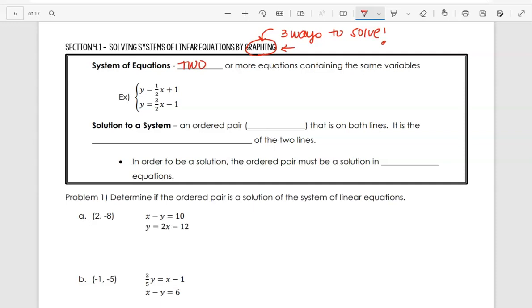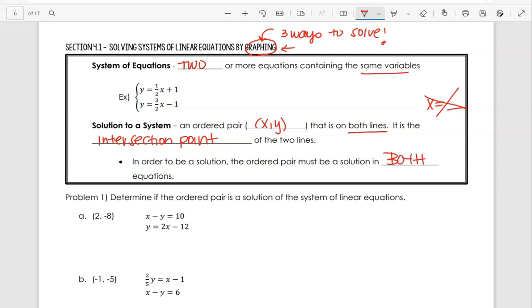The solution to a system, what is the solution to a system that has the same variables? It's an ordered pair, so remember an ordered pair is like x comma y. So a solution is not x equals. You know how sometimes we say x equals, that's our answer. That is not a solution to a system. A solution to a system is an x comma y. It's on both lines. It is the intersection point of the two lines. So where these two lines meet, where they intersect, that's the solution. In order to be a solution, the ordered pair must be a solution in both equations.